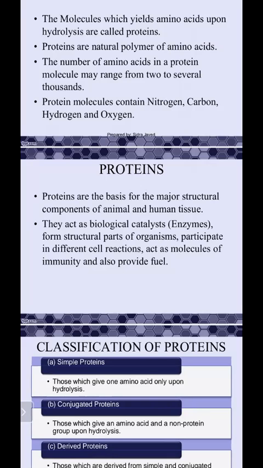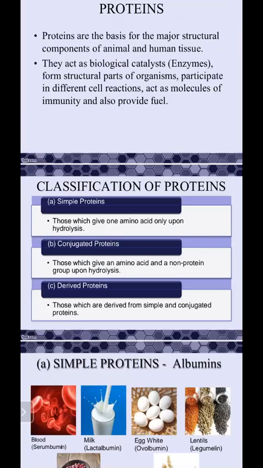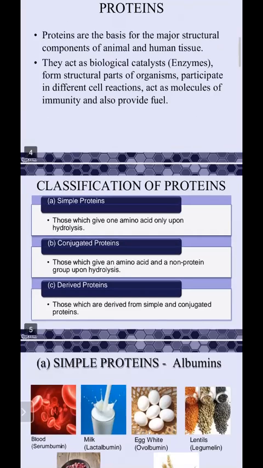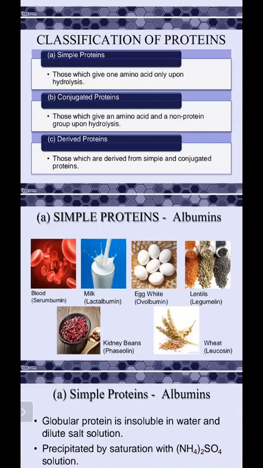Now, did you understand what we mean by protein? Yes, ma'am. Okay, so these are polymers of amino acids. What are the basic units for the structure of proteins? They are amino acids only. Amino acids are the building blocks, and they combine together to form a protein molecule.